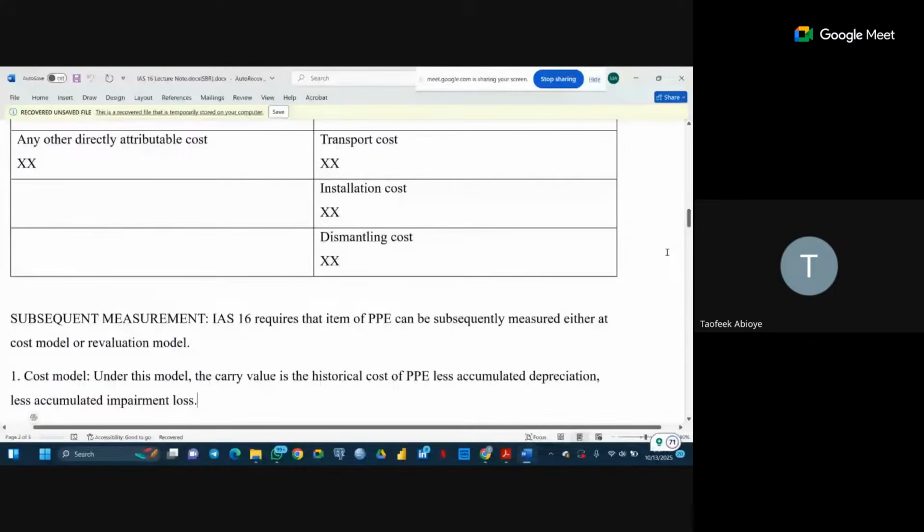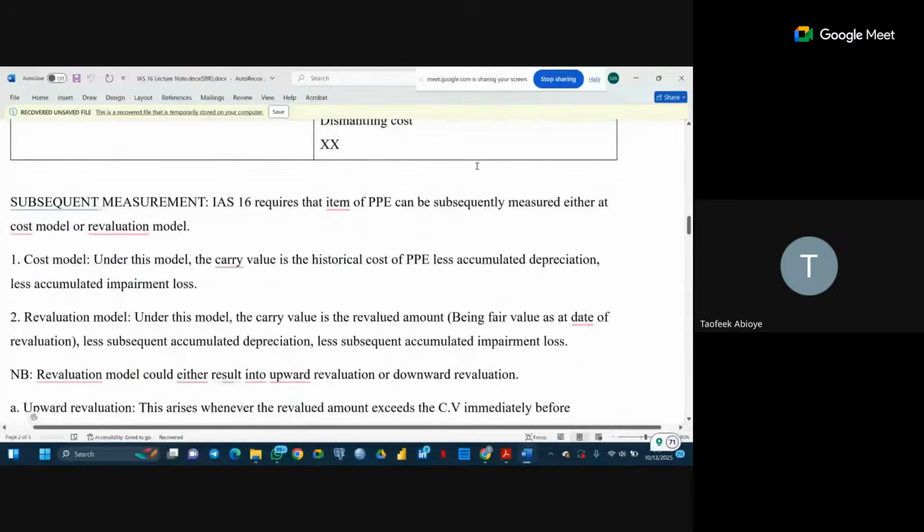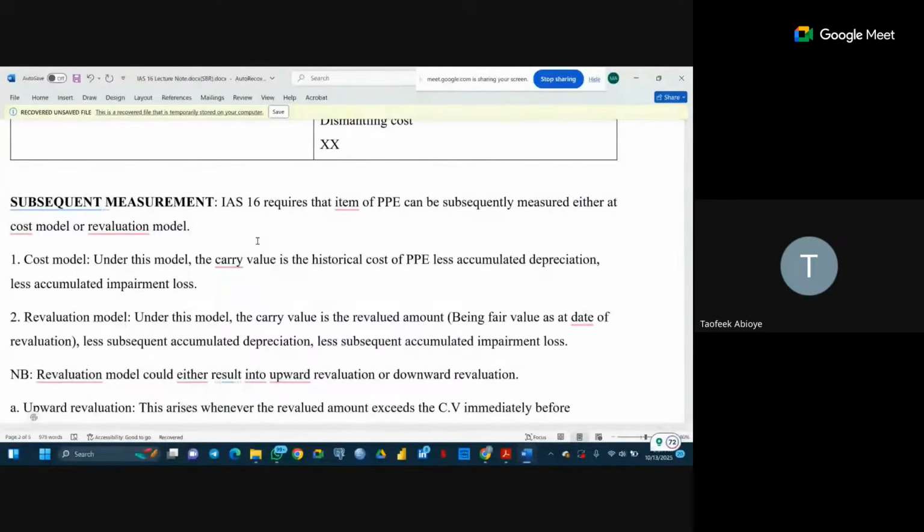So we also have the subsequent measurement. What we showed you at the top is the initial measurement. At the initial stage, the asset will be measured at cost. So what made up the cost is what we just discussed now. So after initial measurement, IAS still requires that an item of PPE can be subsequently measured either under the cost model or revaluation model. So under the cost model, the carrying value is the historical cost, which is the total cost that we incur at the initial stage, less accumulated depreciation and accumulated impairment.